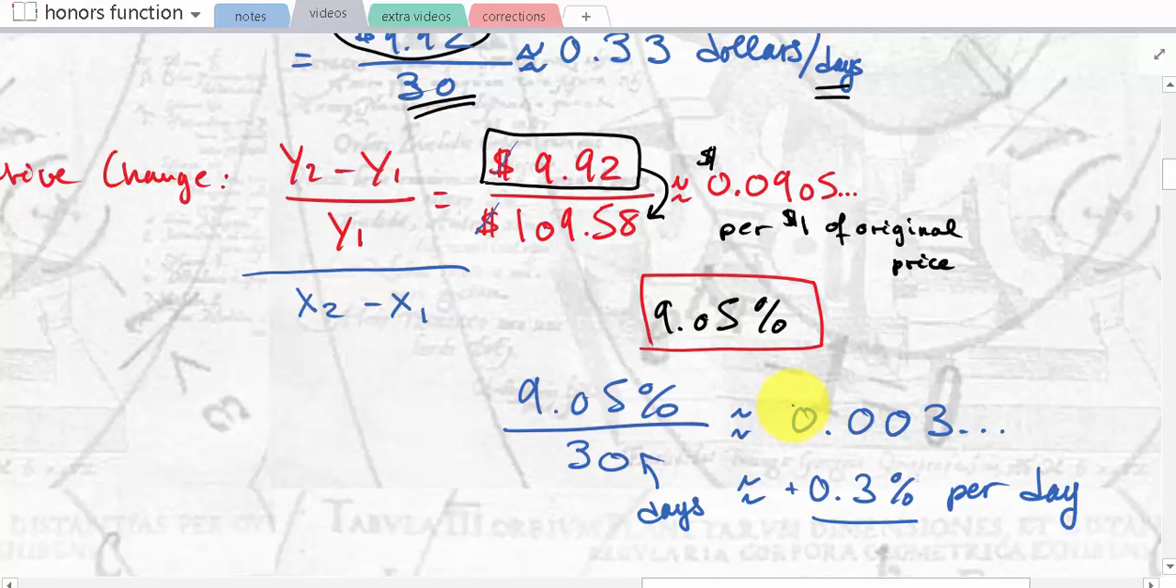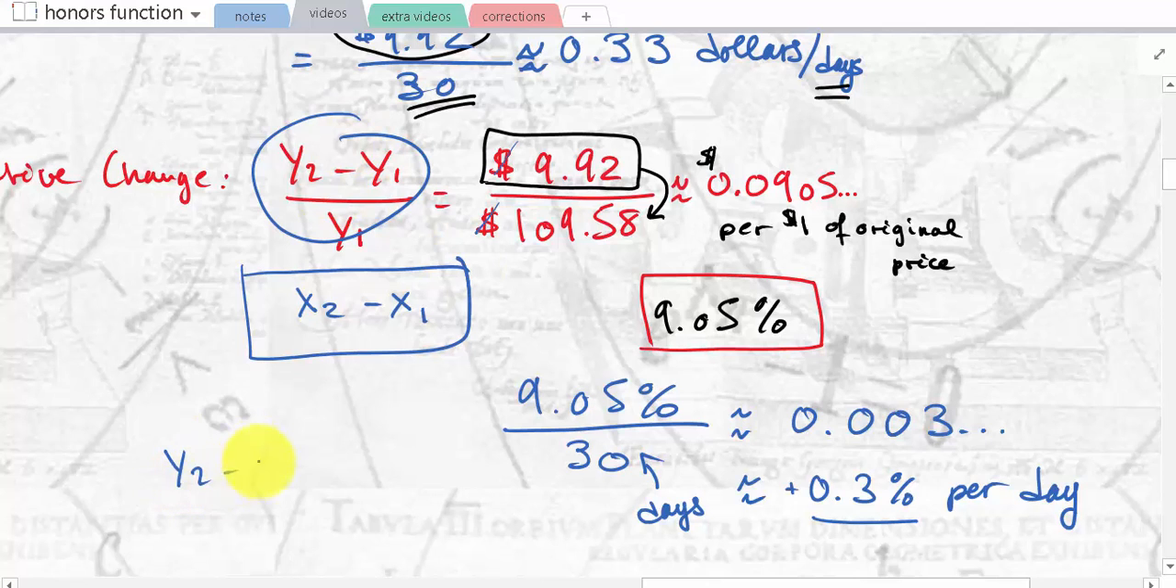Okay, so this is what we call, if you take the relative change and you divide it by the total change in input, so y2 minus y1 over y1 divided by x2 minus x1. This is called the relative rate of change. Okay, when you divide by something with a different unit, you have a rate. It's a relative rate of change. Let's go over another example.